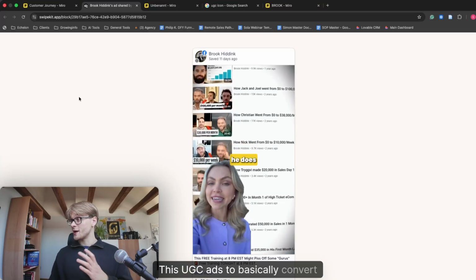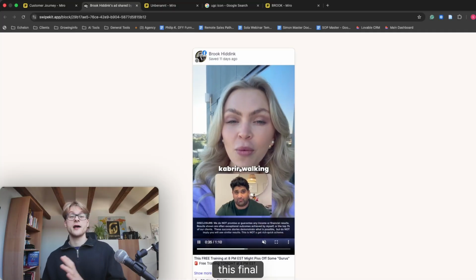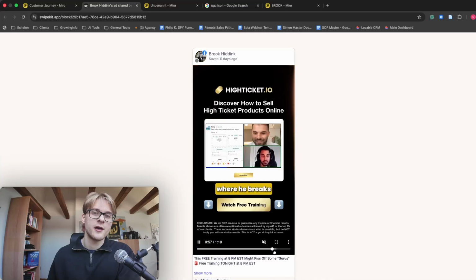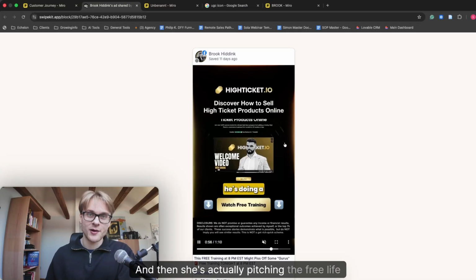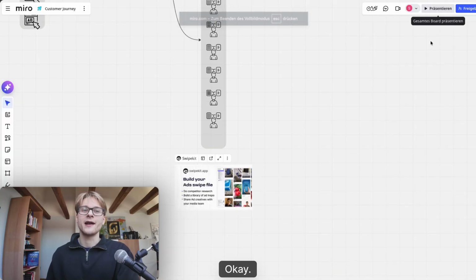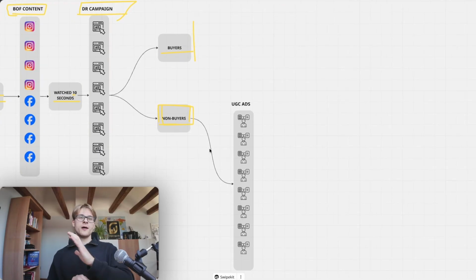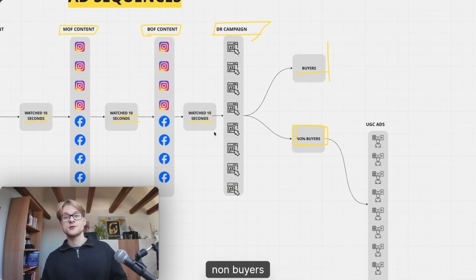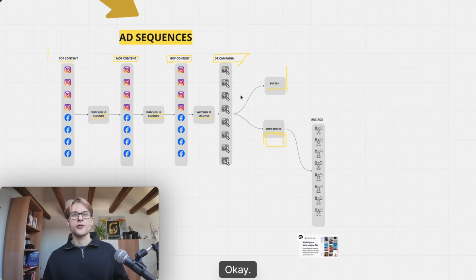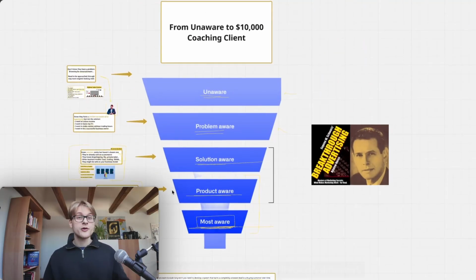There's UGC ads to convert people who are already product aware, but you need this final trust building. She shows and so on. Oh, and then she's actually pitching the free live workshop to book in the leads again. Okay, and this is what you do through these kind of UGC ads, through ads that target the non-buyers, people who didn't buy, but who you've pitched before. Okay, and this is exactly how you tailor your ads through something like sequences, through different customer awareness levels.